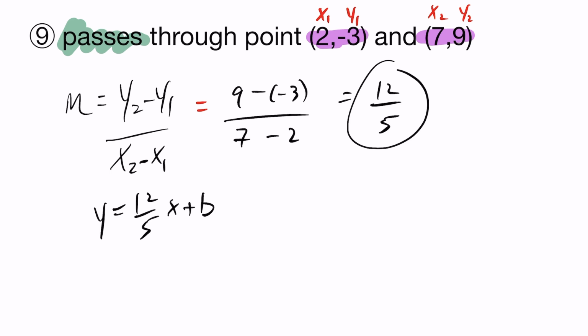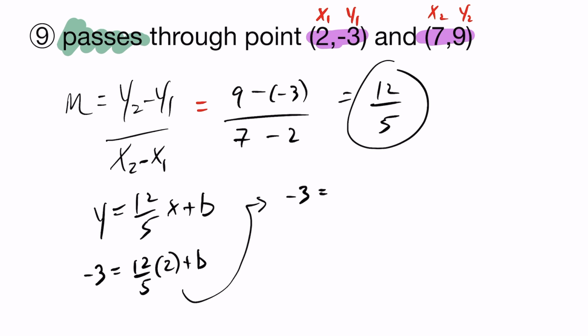Now I need to find my b value, so I can pick either one of these points and sub it in and solve. I'm going to go ahead and pick my first point, so I'm going to get rid of y, change it to a -3. I'm going to get rid of x, change it to a 2. I'm going to solve this equation. So again, when you're multiplying a fraction times an integer, just multiply the top with the top and the bottom with the bottom. The 2 doesn't have a bottom, so I'll just put it over 1. This becomes 24 over 5 plus b.